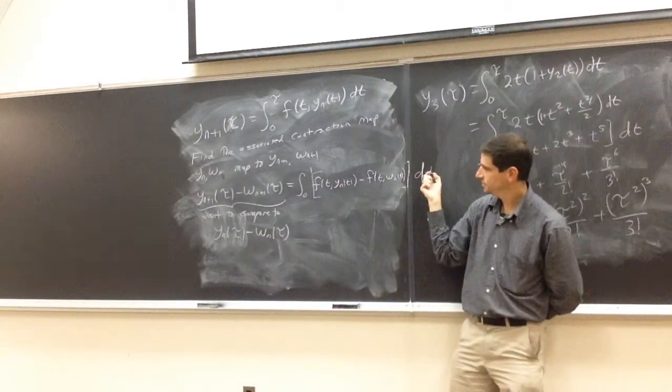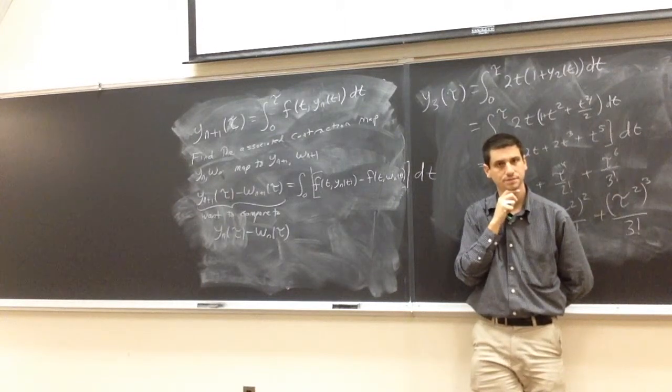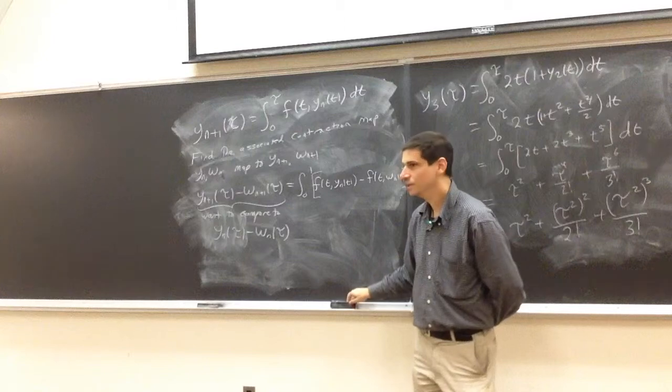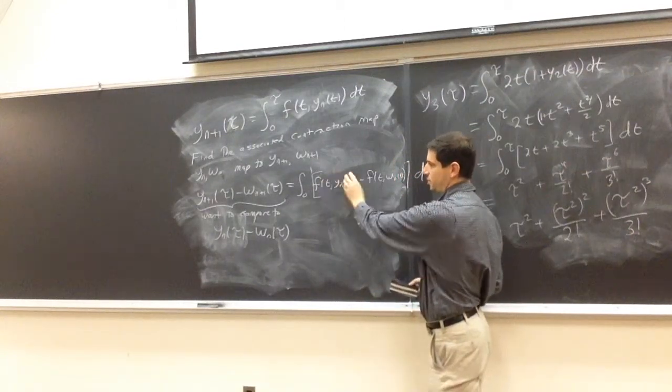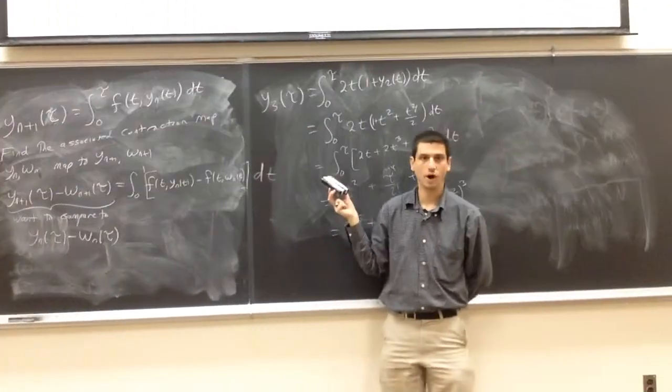When you look at this, do you see a y_n minus w_n? Sure, if f is linear, and if f is bilinear. So if f is linear, if this is just some multiple of y_n and this is some multiple of w_n, then that difference is going to be y_n minus w_n.